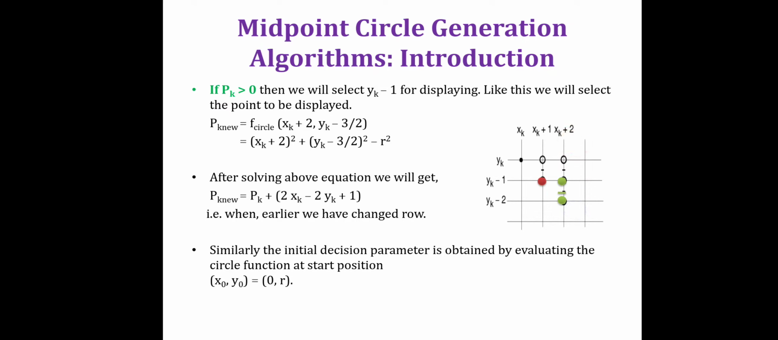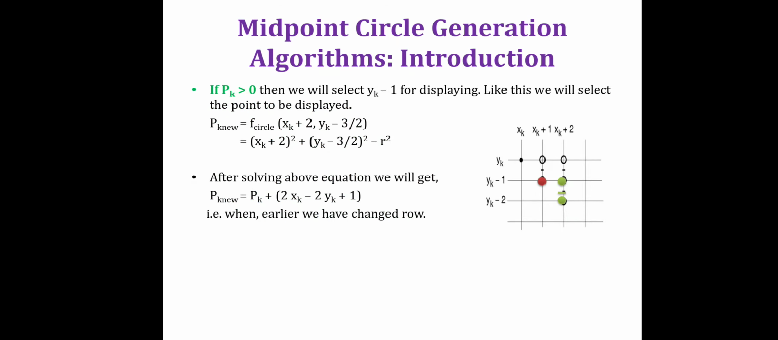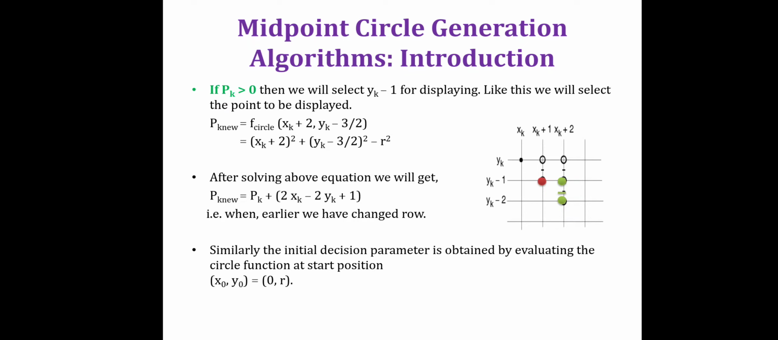So depending upon this equation pk new, right? So similarly we have to find out the first decision parameter over here, right? So that decision parameter we have to find out, in this way we are going to find it. Initially we are saying that our x0 y0 is 0 comma r.